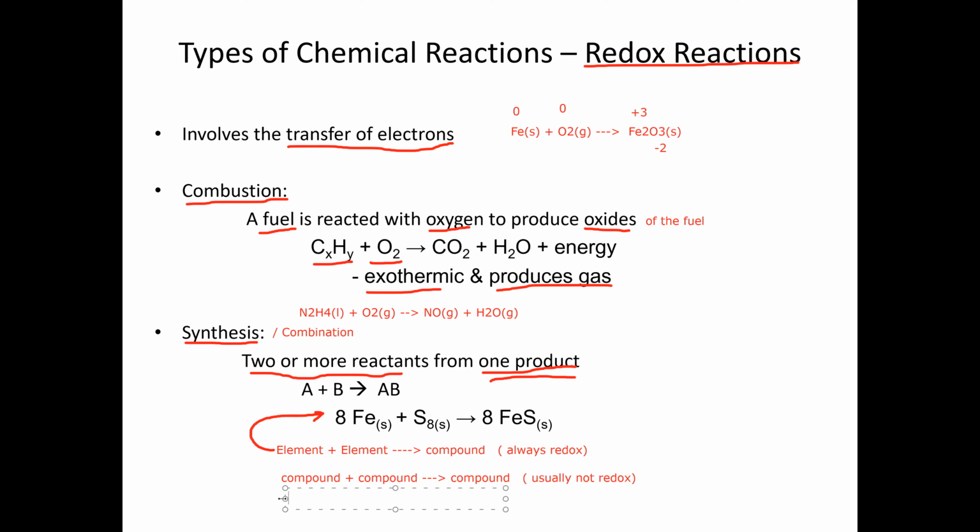And an example of this, for example, is barium oxide plus CO2. When you heat this up, or no, not heat it up, we form barium carbonate. So this is an example of a synthesis reaction that is not redox. So with synthesis or combination, the key is 2 or more reactants, and you only form one product.